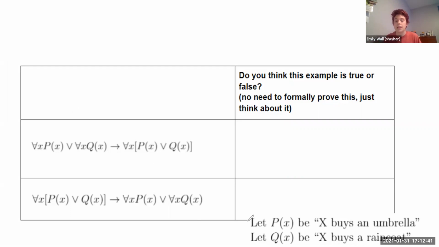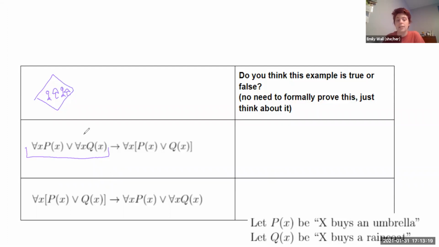And lecture uses the predicates p of x is x buys an umbrella, and q of x is x buys a raincoat. And I'm going to imagine the domain is this room with two people in it. That's it, nobody else. And so if we start with this statement here, what are the two cases this room could look like, a room with two people, that would have this statement be true? Well, either for all x p of x is true, which would mean for the two little people, they both have umbrellas. Look at their little cute umbrellas.